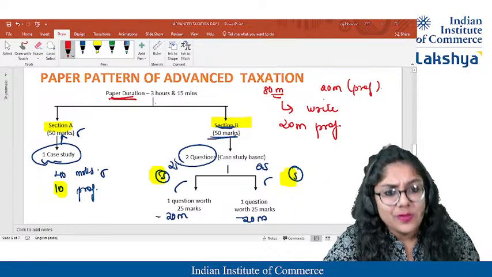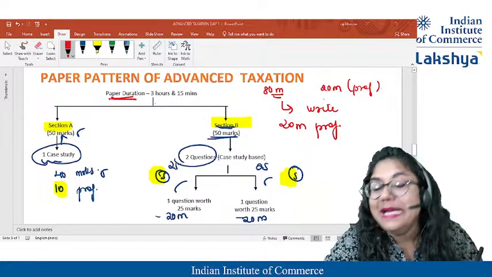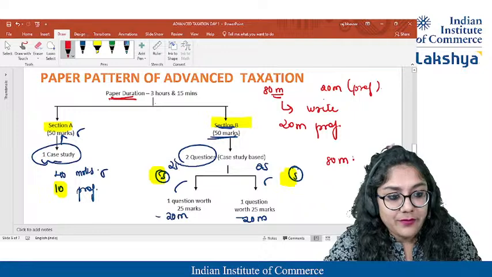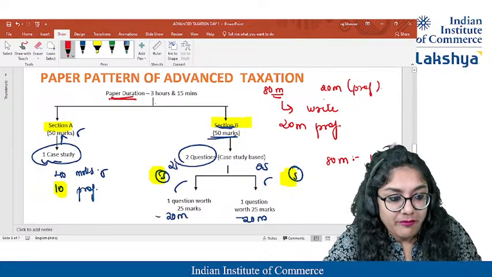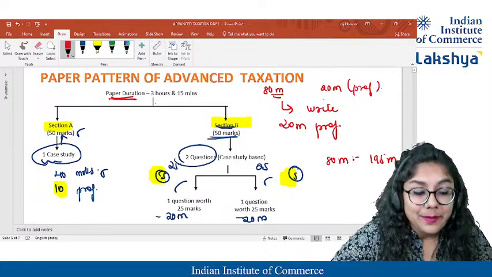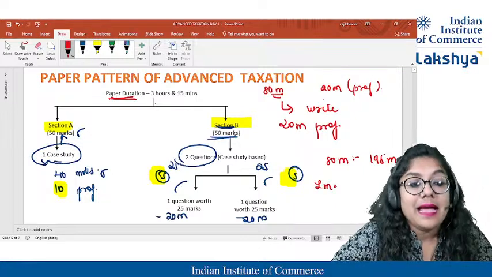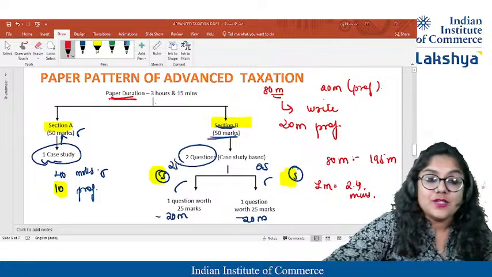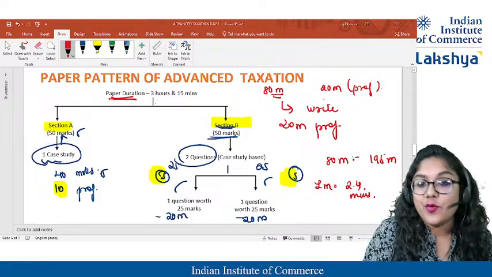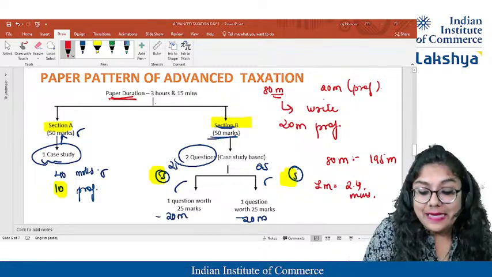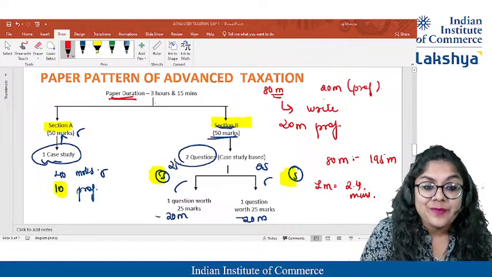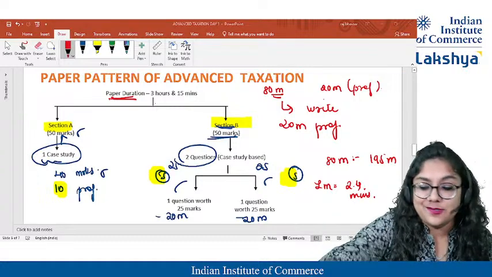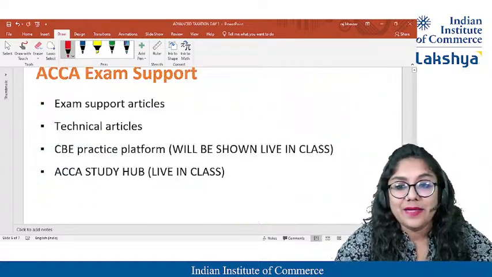So can you tell me, to achieve 1 mark, how many minutes can I spend? To write 80 marks, I have nearly 195 minutes. So per 1 mark, how many minutes will I require? 2.4 minutes I will require. Okay, so this is just an analysis of what my paper is going to be and how I am going to attempt it. I hope you guys understood it. Are you getting it? Yes. So let's go ahead and read it over here.